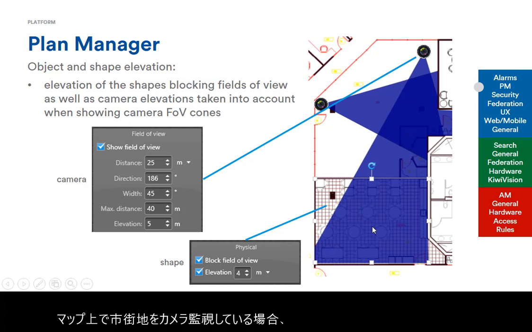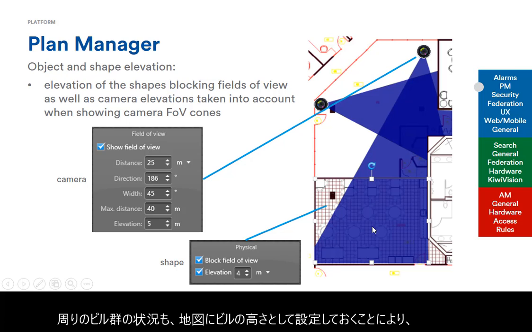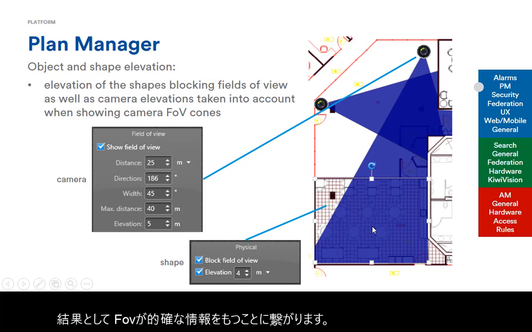On a city map, this is particularly important if you have cameras on the tops of buildings, and then you can represent the buildings around it appropriately with their own individual heights, and the elevation is taken into account when displaying the field of view cone on the map. So that's a nice thing that they added here.